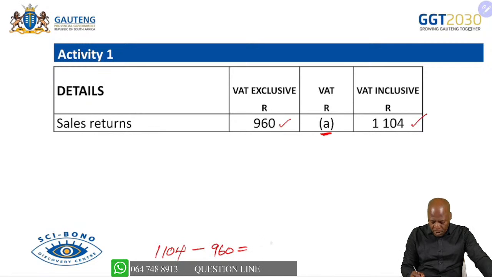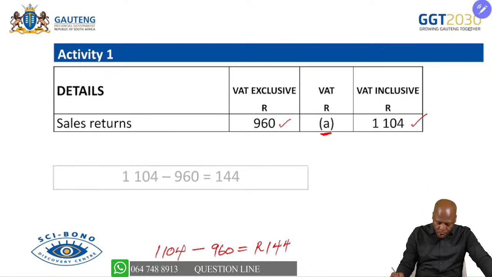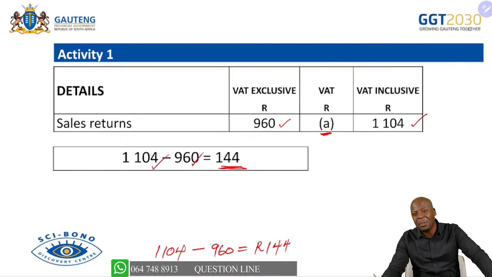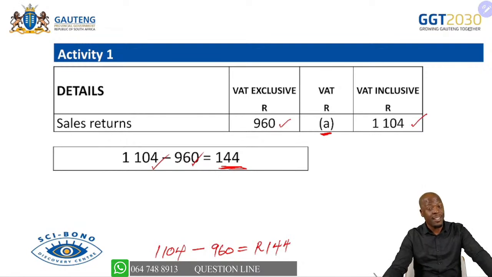Please, I want you to punch those calculators quickly. How much do you get? Thank you so much. Someone is saying we get 144 rands. So my VAT here becomes 144 rands. Okay, so there it is. You have your 1,104, subtract 960, and then this is what we were looking for. Okay, this is easy. Let's see if the next one is as easy as this one.